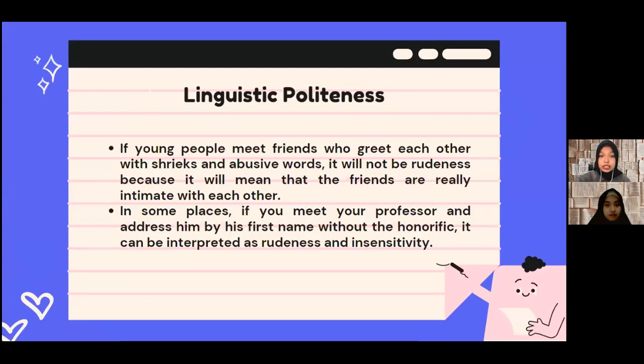For example, if two young people meet and friends greet each other with teasing or abusive words, it will not be rudeness because it will mean that the friends are really intimate with each other. And second, in some places, if you meet your professor and address him by his first name without the honorific, it can be interpreted as rudeness and insensitivity.